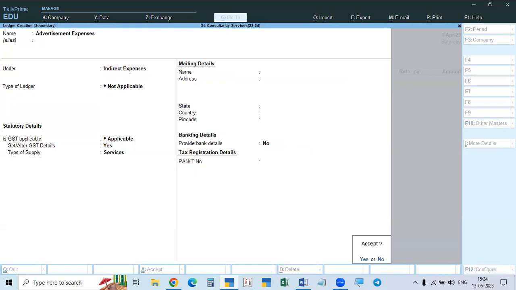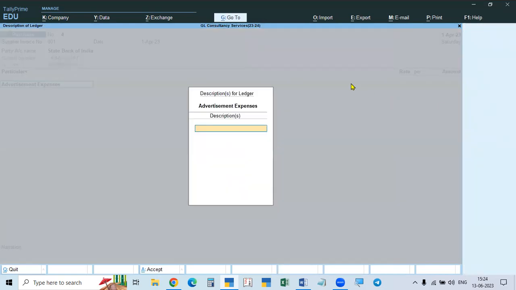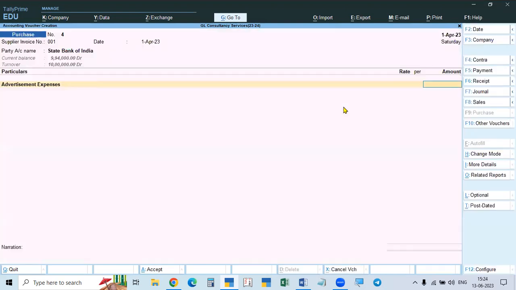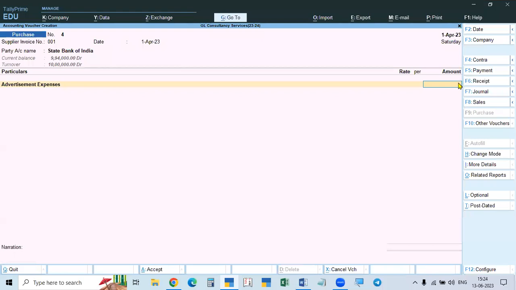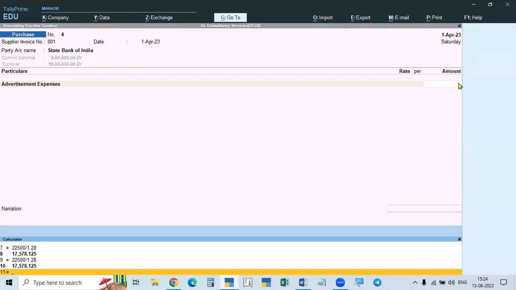Take it as service. Over. Now, here you can give advertisement in Inadu. Something you can give in Inadu. You can write the description. And here, amount is 2,500 rupees, inclusive of tax. Inclusive of tax. That's why here you now click Alt C.